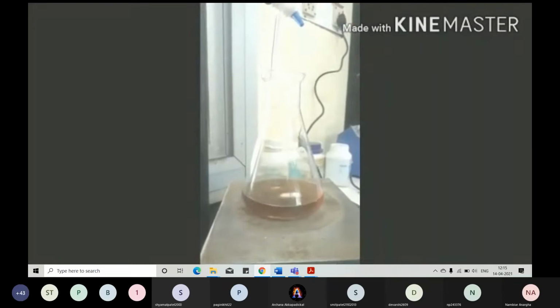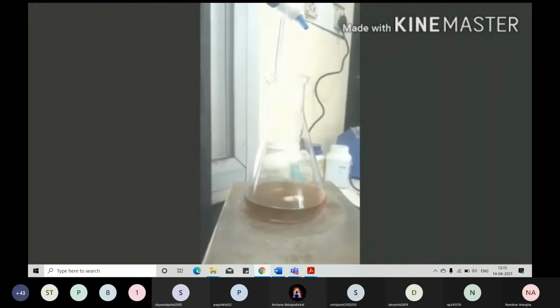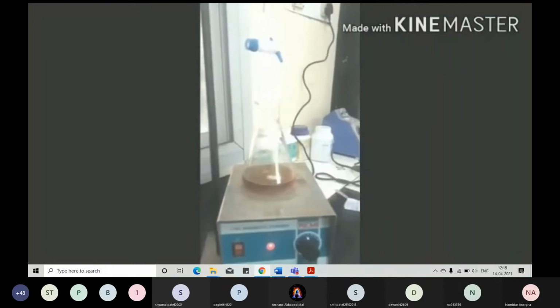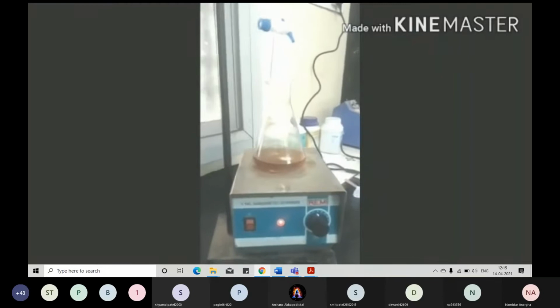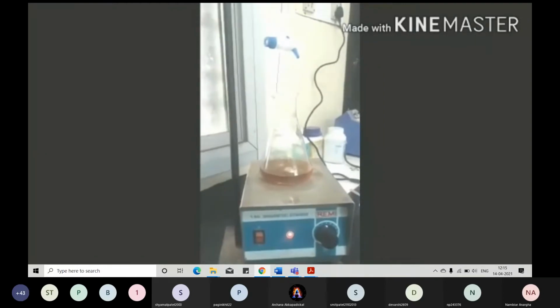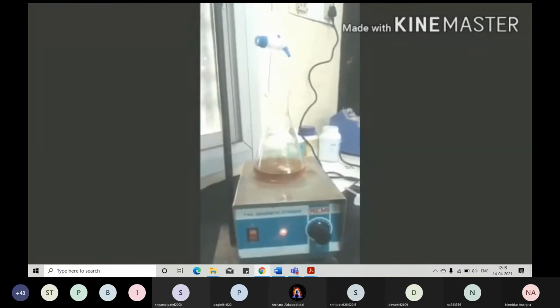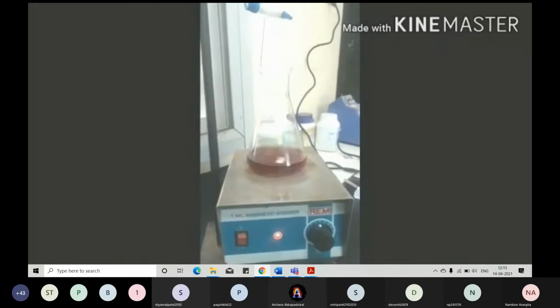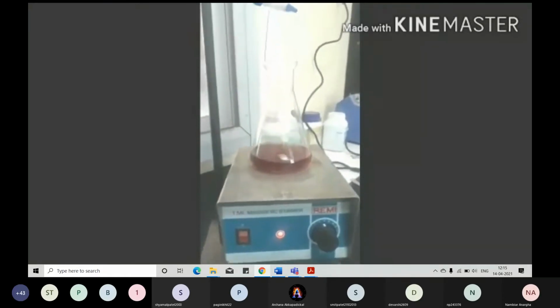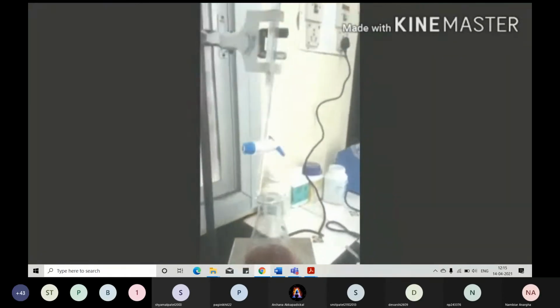and titrate this solution against standard lead nitrate solution till the color changes from orange to violet red. Note down the burette reading and repeat the experiment till you get the concordant values. Do not discard this solution as we'll be using the same solution for the next step.